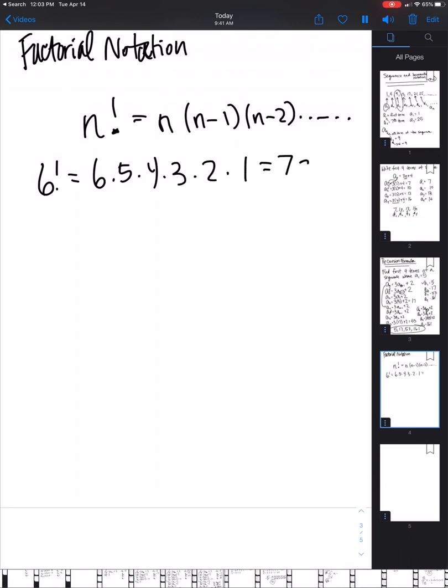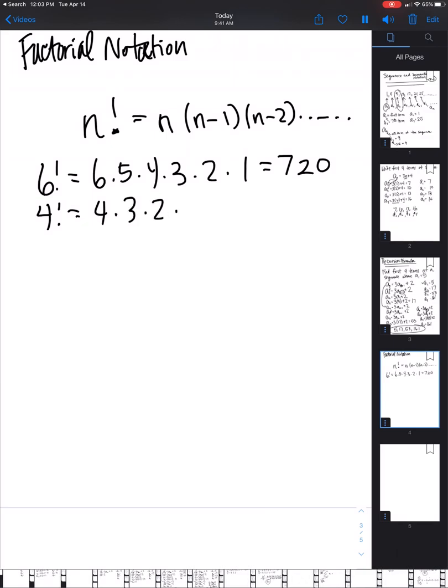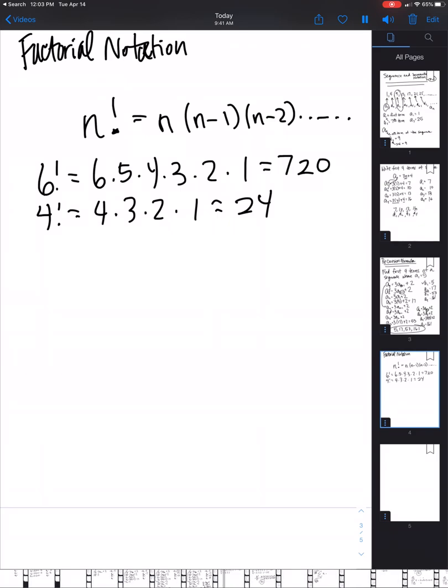and that's going to give me 720. Okay, if I did 4 factorial, I'm going to do 4 times 3 times 2 times 1, which would be 12 times 2, which is 24. Okay, there is a button in your calculator. Hold on, I'll tell you about it in just a second.